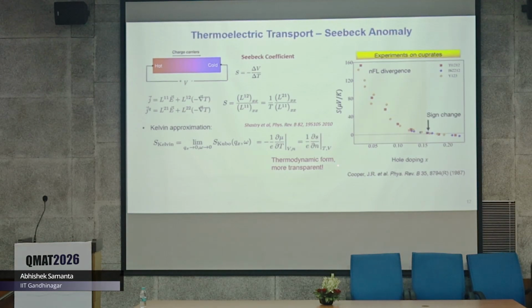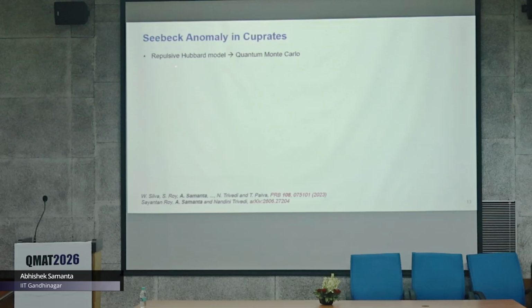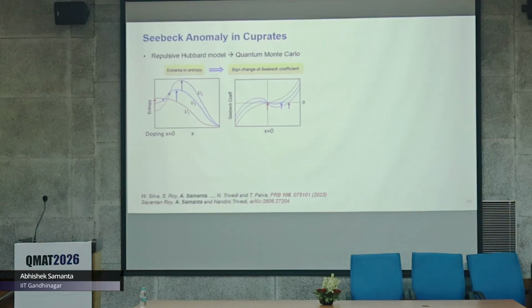But here again, experiment shows that there is a Seebeck anomaly also. That means if you look carefully near the half filling point, the Seebeck coefficient again shows a positive divergence, which is associated with an anomalous sign change at some intermediate doping. So the question is, can we theoretically understand this? Many such materials actually show this universal feature. So we take this Kelvin formula and consider the repulsive Hubbard model, do a quantum Monte Carlo simulation, calculate various thermodynamic quantities and compute the Seebeck coefficient.